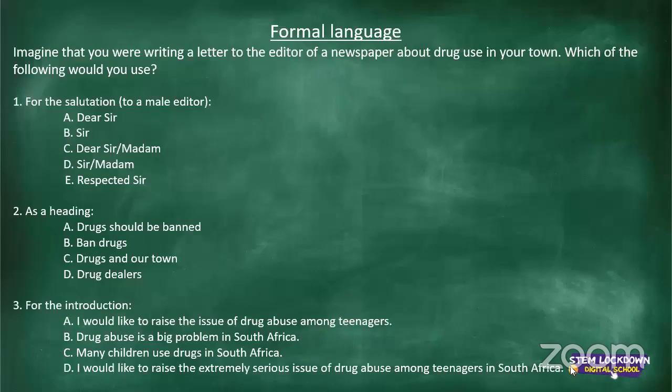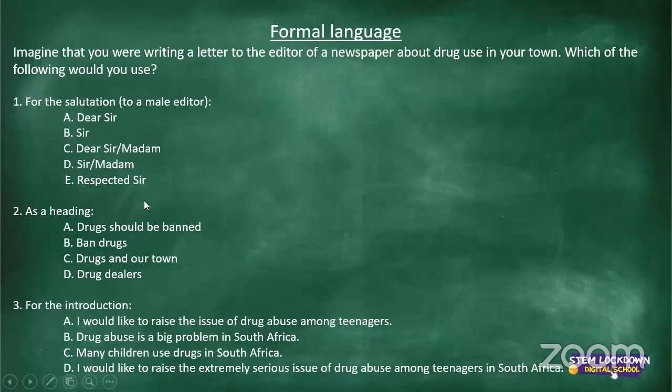Okay. I see B. If you said B, that's correct. If you said E as well, that's correct. All the other answers are incorrect. So the correct answer is sir, which is B, and E, respected sir. Okay. So the reason being, a letter to the editor falls under formal language, okay, which means that there's a format that has to be strictly followed when you are writing the letter to the editor. So we're not using dear sir, we are not using dear sir or madam, we are using sir or respected sir, okay? So the answer is B or E.